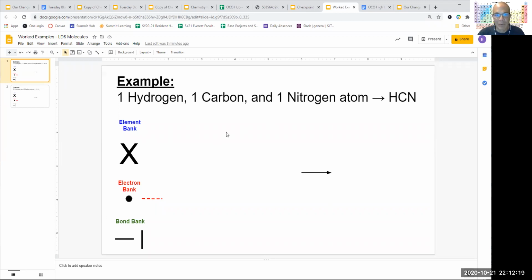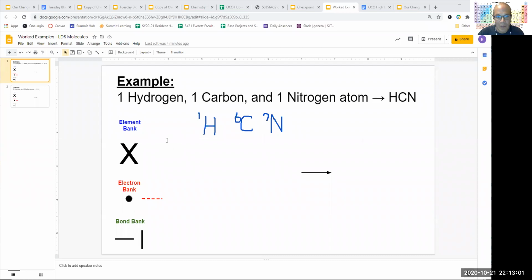So to start off, what we have to do is go to the periodic table and figure out how many valence electrons each of these atoms has. So I'm just going to start annotating the slide here. We look at the periodic table. Hydrogen is going to have an atomic number of 1. Carbon is going to have an atomic number of 6. And nitrogen has an atomic number of 7.